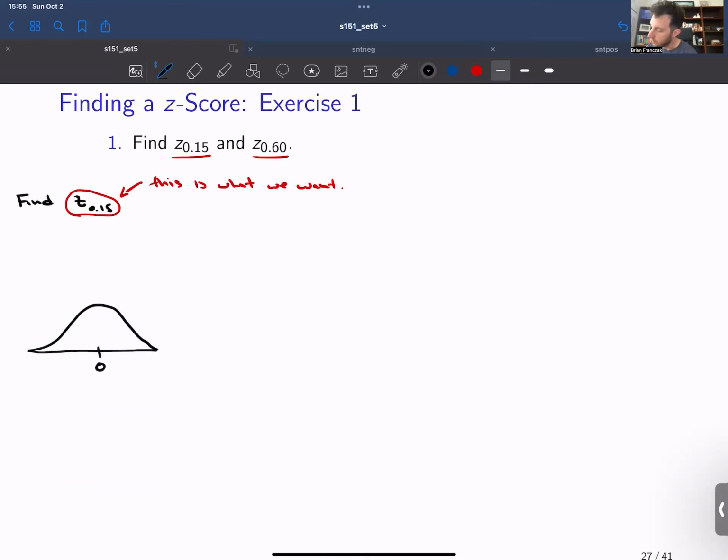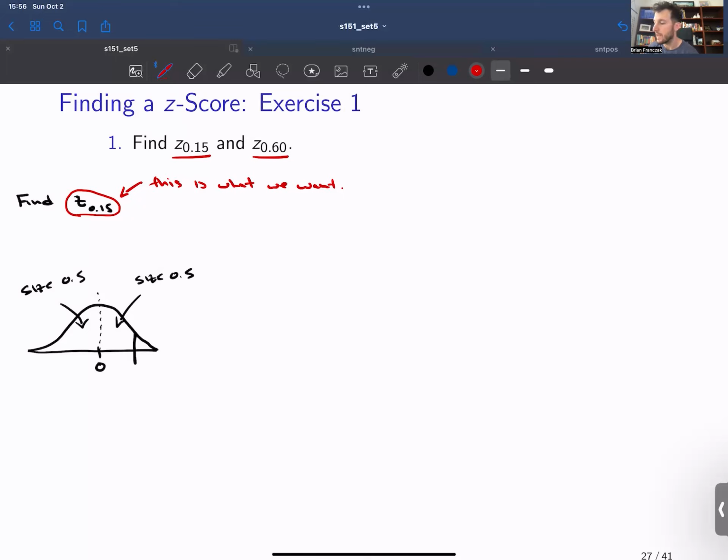Okay, so we have our standard normal curve. It's centered at 0. On each side of 0, we have 0.5 of the area. So the z-score that we're looking for is telling us that to the right of this value, there is 0.15 of the area under the curve. Okay, so that means that our z-score is going to be located on the positive side of 0. Because if there is only 0.15 to the right, that means that the area is not large enough that you would cross to the negative side.